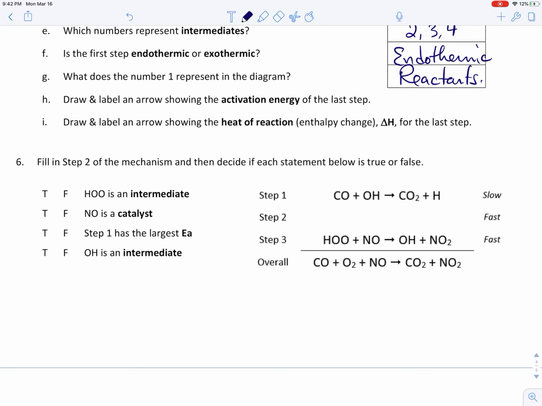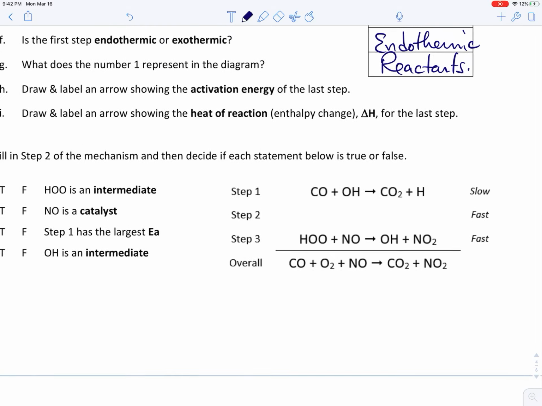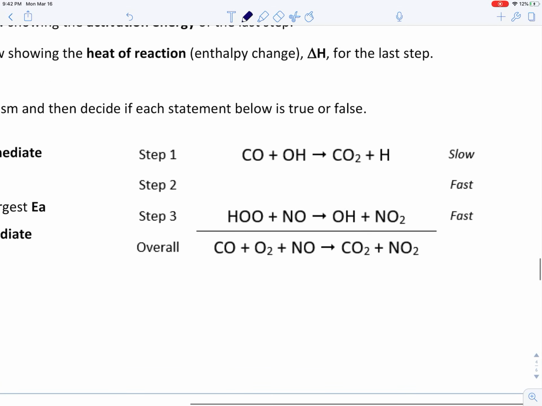All right, we'll do one more question here together. So fill in step 2 of this mechanism, okay, and then we'll look at some true-false questions. So this gives us step 1 and step 3 of a reaction mechanism, and it also gives us the overall reaction. Can you use that to figure out what's missing in step 2?